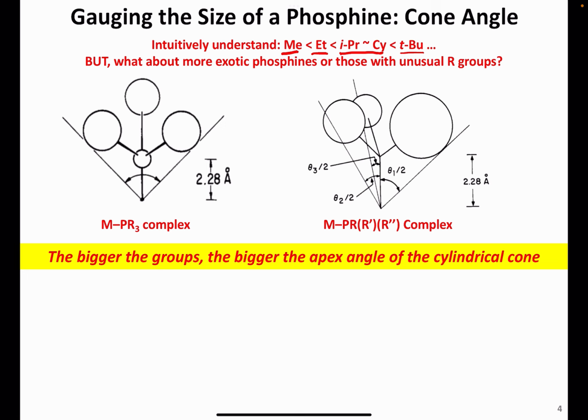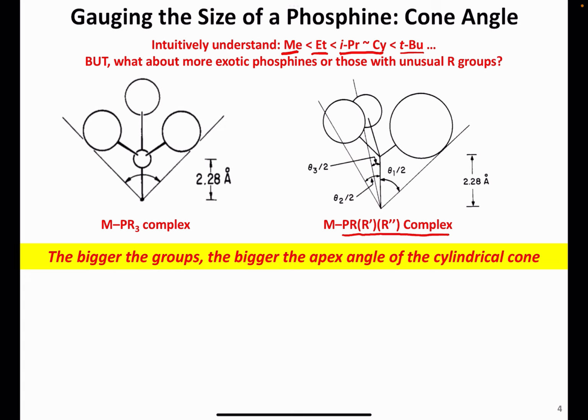But what if you have more exotic phosphines? You have ones, let's say chiral phosphines, that feature 3 different R groups. Or you don't really fully understand how big the actual R group is. Can you actually evaluate the size of the phosphine? And you can. You can evaluate this.